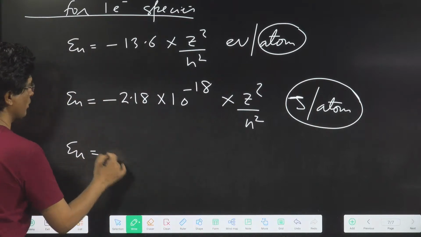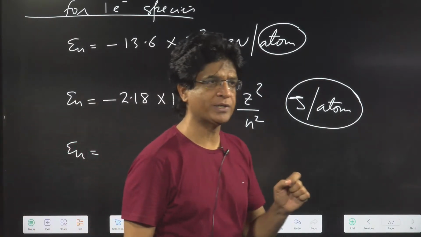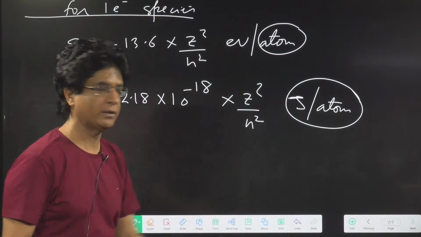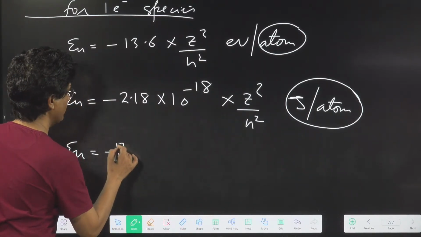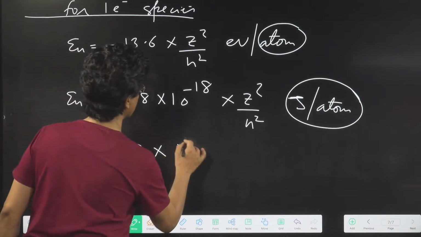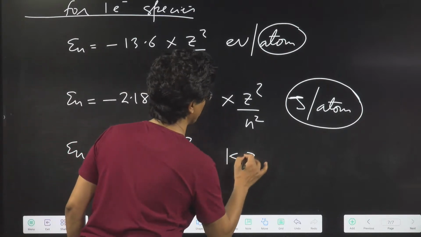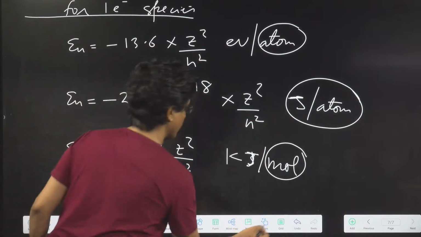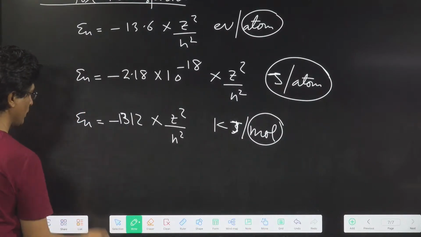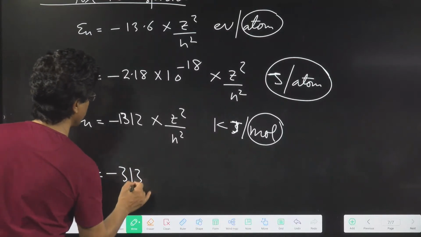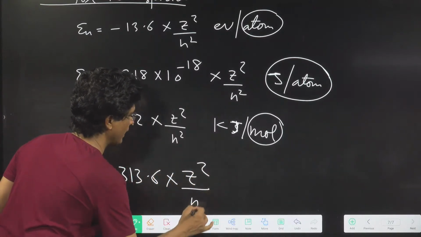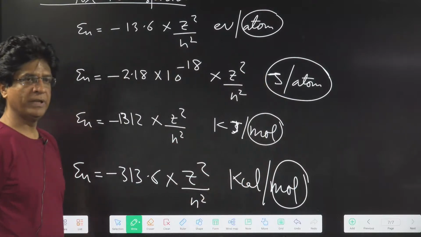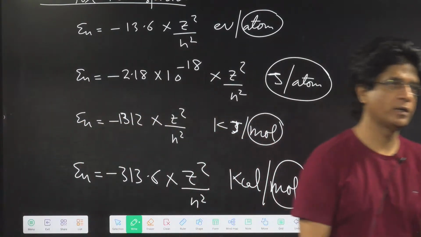NEET once asked this question, they gave multiple formulas of energy and asked which formula is correct. So this is En equal to minus of 1312 into Z square upon n square, and this time the unit is kilojoule per mole of atom. And one more formula is there, and that is En equal to minus of 313.6 Z square upon n square. This is kilocalorie per mole. Be careful with that. All these formulas are extremely important.